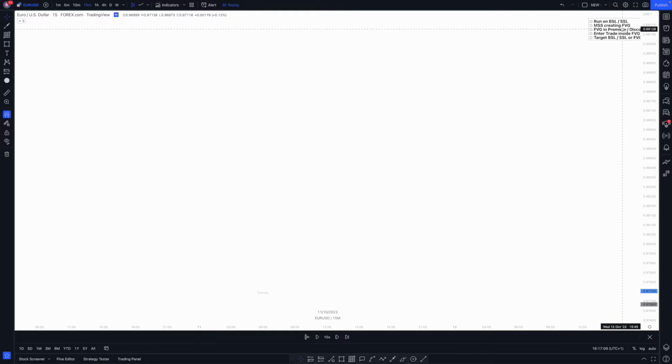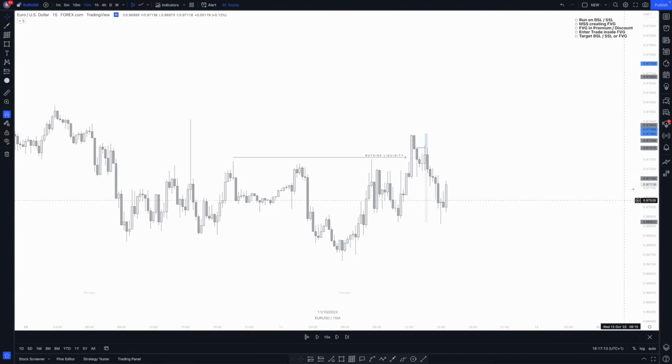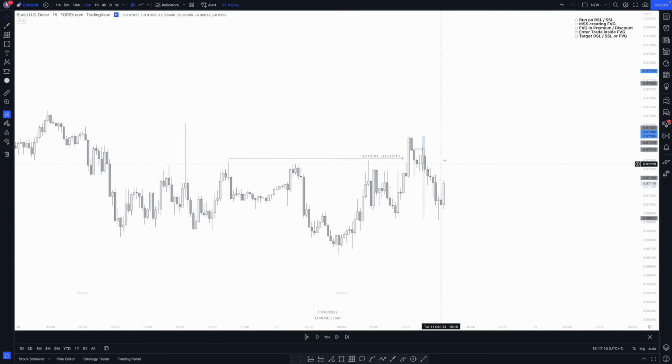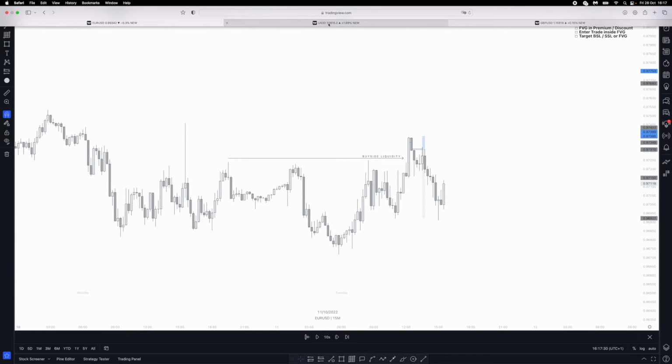If we just move this up here, I'll leave that in the top right hand corner, and what I've done is I've marked out a couple of trades that you will be able to take if you are trading using this checklist. As you can see, I've got EURUSD, and I've also got a couple of examples: one on US30 and also GBPUSD.